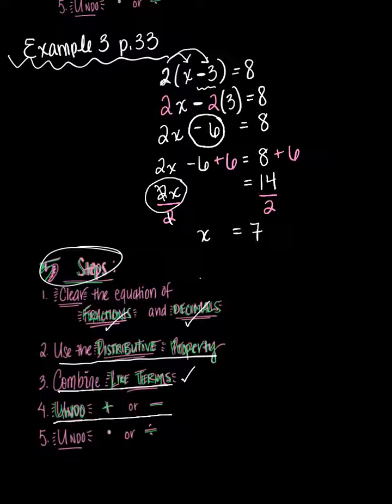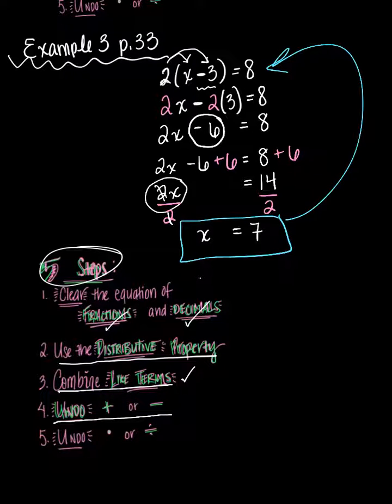Awesome. Okay, I'd want to go in and plug it back in to check. So if I take x equals 7 as my answer and plug it back up in here, let's check this. 2 times 7 minus 3 equals 8. Well, I could distribute and say 14 minus 6 equals 8 and check it that way. Or I could solve my parentheses first and use order of operations. If I do it that way, I get 2 times 4 equals 8. Does it check out? Yes, it does. Either way I solve it, I'm still good. X equals 7. Good job, guys.